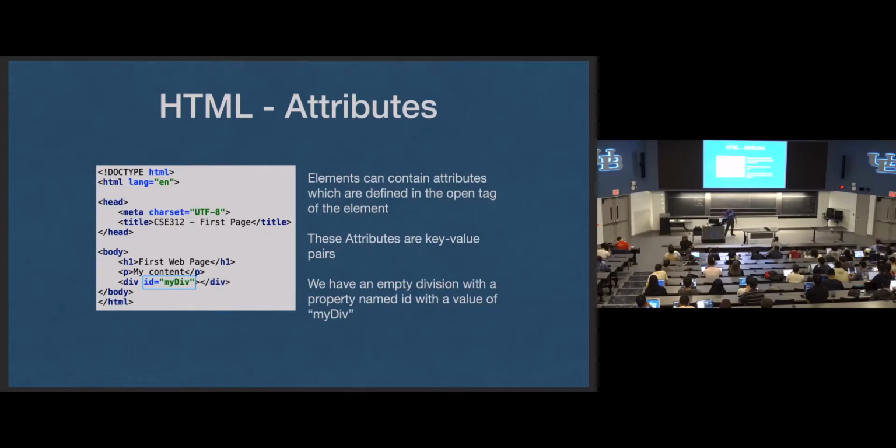HTML elements can have properties or attributes. I'm going to say the wrong thing, ain't I? I already did. HTML elements can have attributes. We specify these as key value pairs inside the open tag of an element or inside the only tag if it's a self-closing element. So I have this div. This is an element of type div with one attribute named ID with the value myDiv.